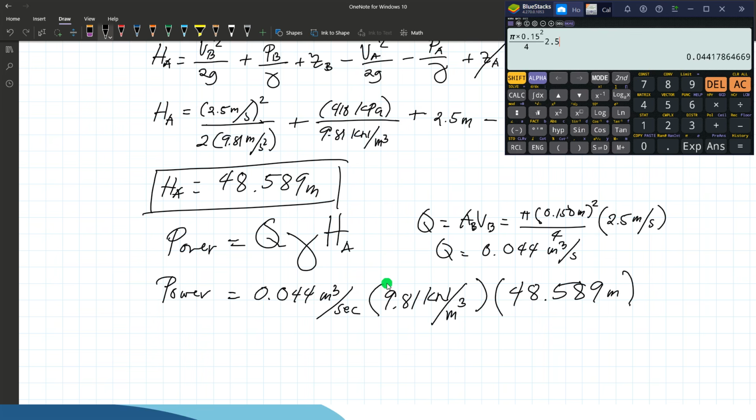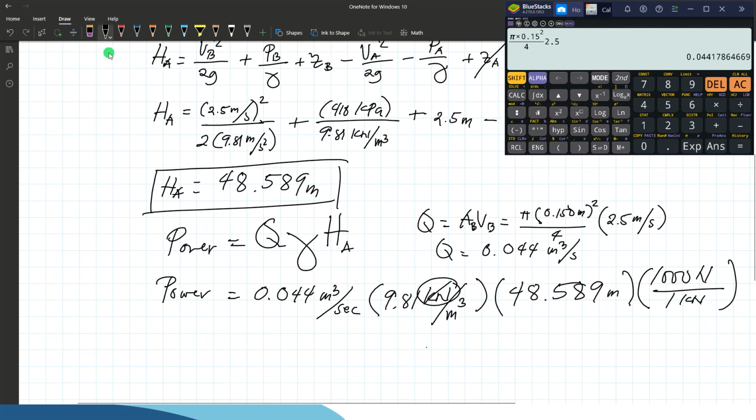In order for us to have a unit of watt, our unit should be in Newton meter per second, because 1 watt is 1 Newton meter per second. So kilonewtons should be converted to Newton. Let's multiply by 1000 to convert kilonewton to Newton. All the units here will be cancelled out. What will remain is Newton meter per second.